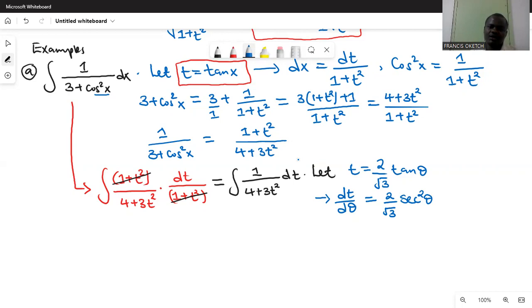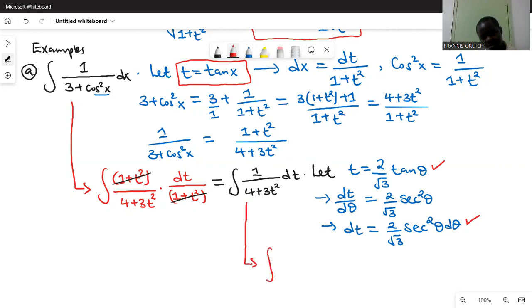So, and now you can make dt the subject. So this means that dt is equal to 2 over root 3 times sec squared theta d theta. So you see the substitutions. We are going to substitute this and that one in this integral. So this integral now, when we substitute, it will give us this.